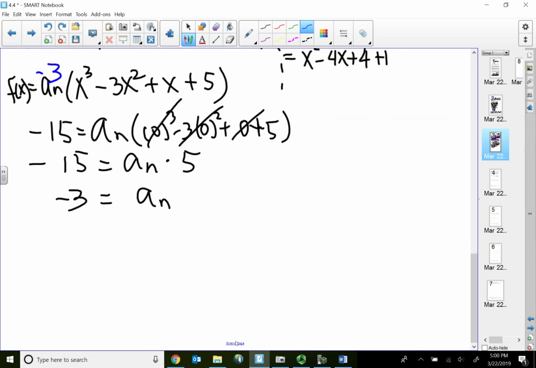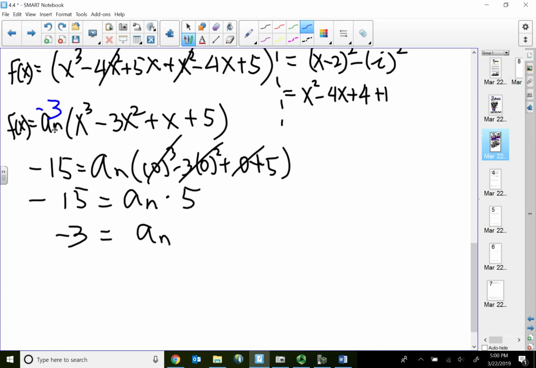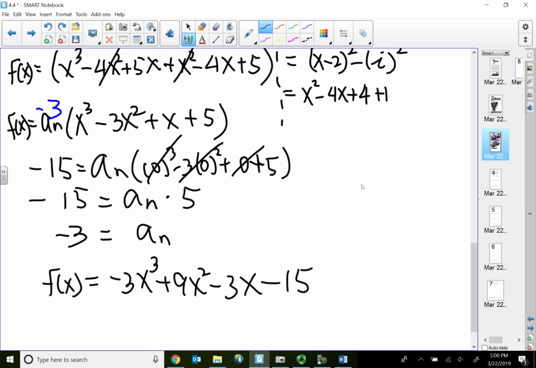Everybody okay? So the leading coefficient needs to be a negative 3 in order to have negative 15 as a y-intercept back here on the last term. Then I can just go ahead and distribute. You can just look at it. You can begin to write out your answer or key in your answer on the computer. So that will be negative 3x to the third plus 9x squared minus 3x minus 15. Okay. So that will be my actual polynomial function.